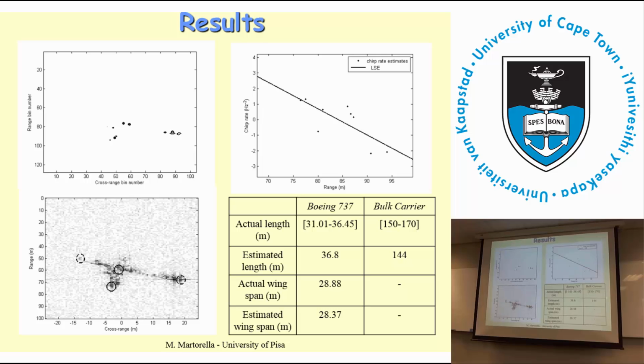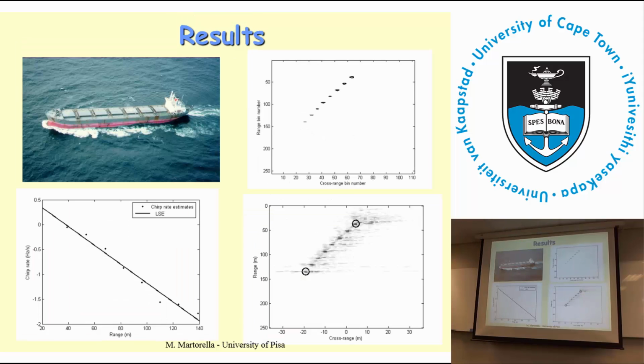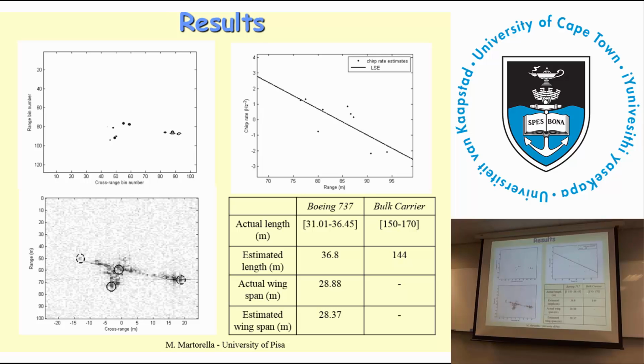And the bulk carrier, we measured 144, but for the bulk carrier, we didn't really know what that was. I don't know how long that is. Bulk carriers range from 150 to 170, so I don't know. That doesn't compare. But the 737 is a good comparison, roughly 100 there.